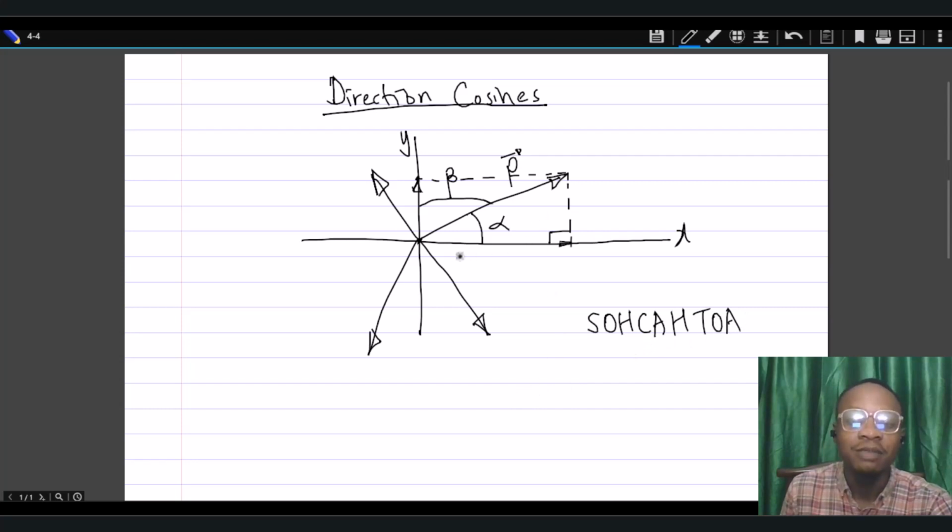So you should observe something here: if we're interested in the x component, for instance, this is the x component, the length of the x component will be from this point to this point.